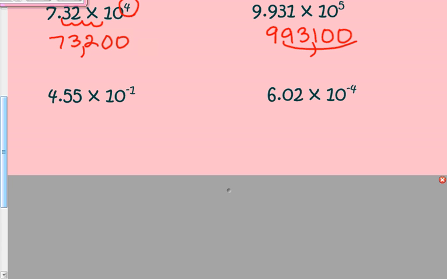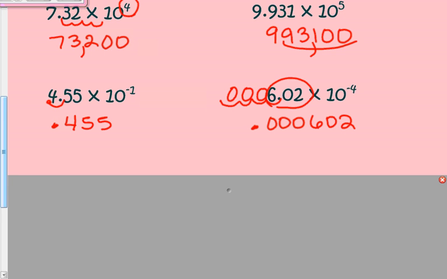Now a negative. This is when we go the other way, and it's only 1, so we just move it 1 time and stop. So the answer is 0.455. And then this one's negative 4, so we're going to go to the left negative 4 times. The number in front of the decimal takes 1 of those spots. Then we'll go 1, 2, 3 more, so we'll be adding 3 zeros in front. So it's a decimal 0.0001 3 6 0 2. Keep all these numbers in your answer. They stay there. And that's it.